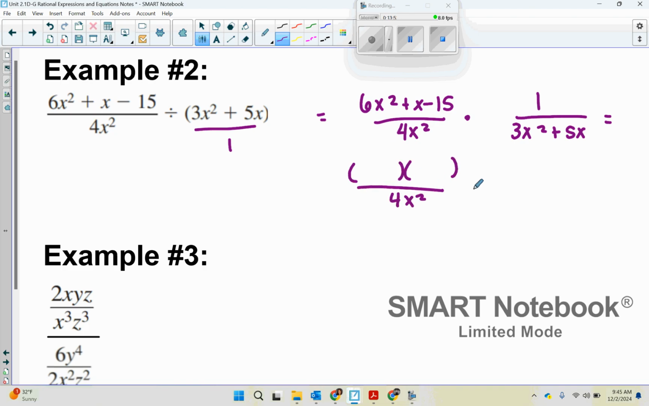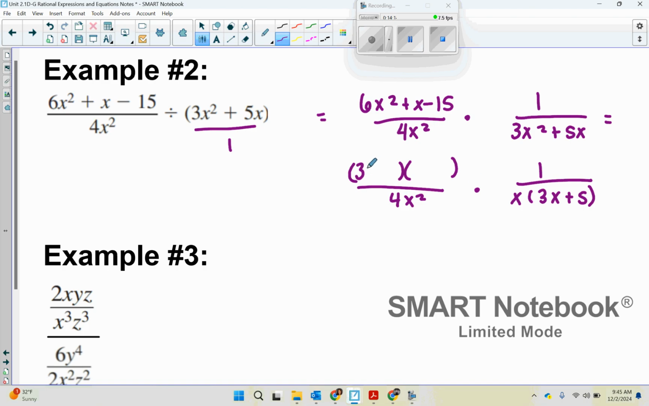Over 4x squared times 1 over, and I'll put out an x here, 3x plus 5. Okay, now here's a little hint. We want things to cancel here. It doesn't mean that they always will, but I see that there's a 6 in front here, meaning that this can be 6x and x, or it can be 3x and 2x. And then I see a 3x plus 5 here.